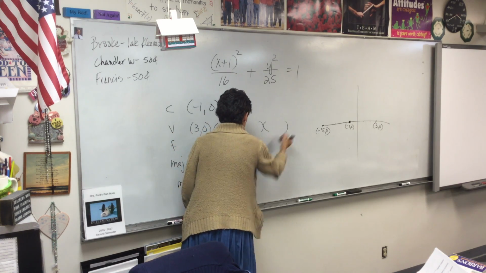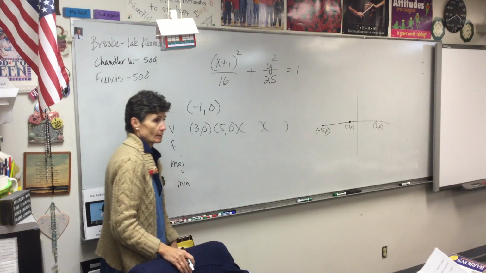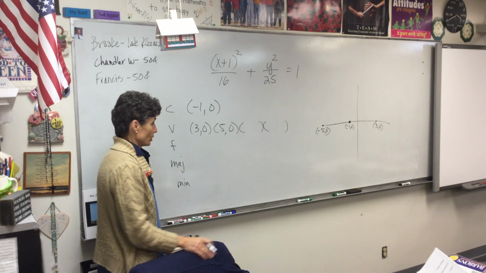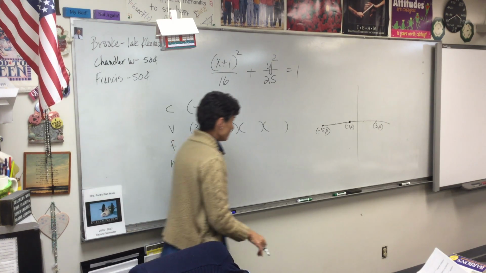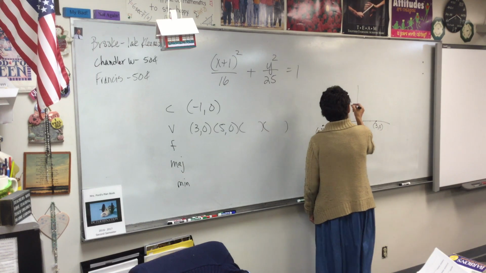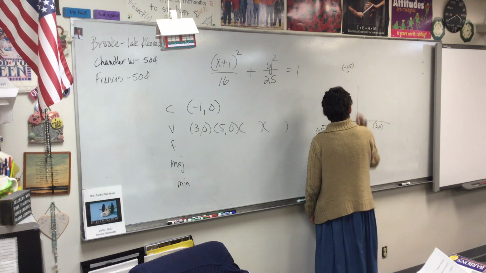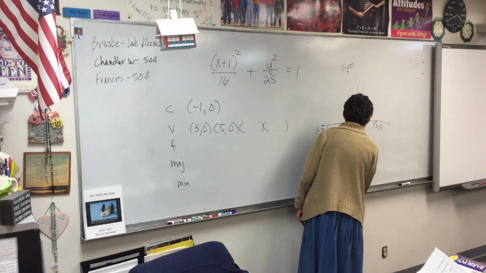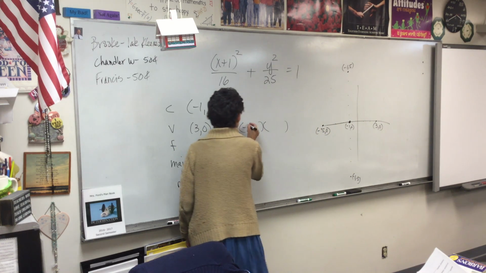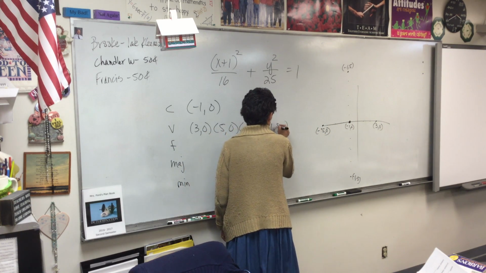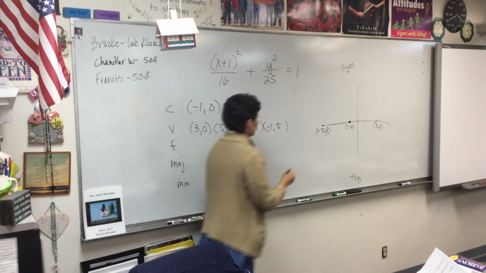Now what? Go up and down, 5. So 1, 2, 3, 4, 5. That puts me at negative 1, 5. 1, 2, 3, 4, 5. Negative 1, negative 5. Everybody okay with that? I'll connect those.